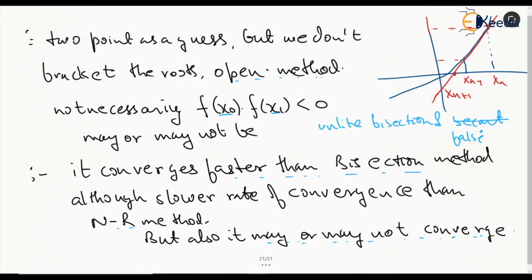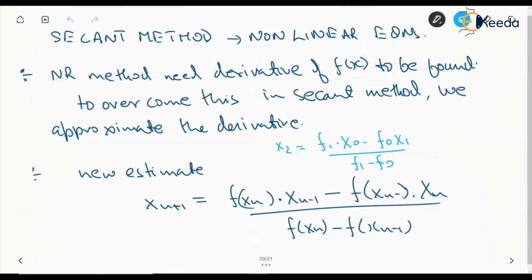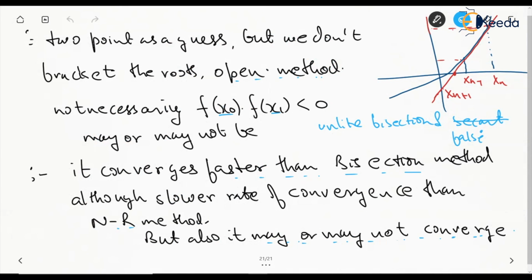So the overall necessary formula for this is this one, which is very similar to the false position method. It is actually similar to the false position method, but the only difference is that in the false position method and in the bisection method we are doing the bracketing for this estimate, whereas in the second method we are keeping it open.